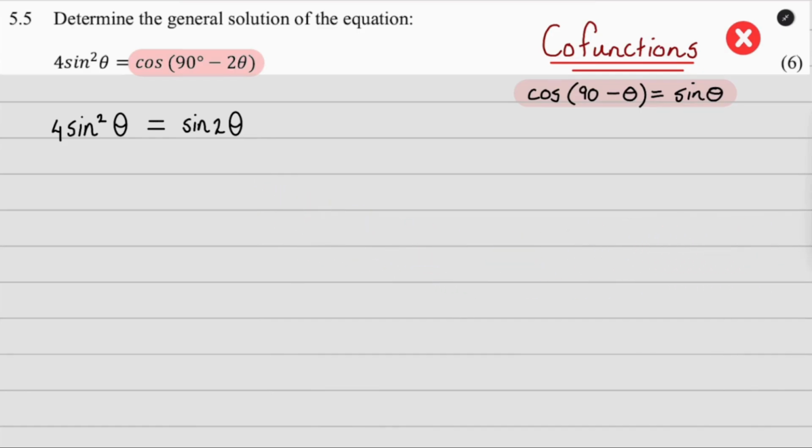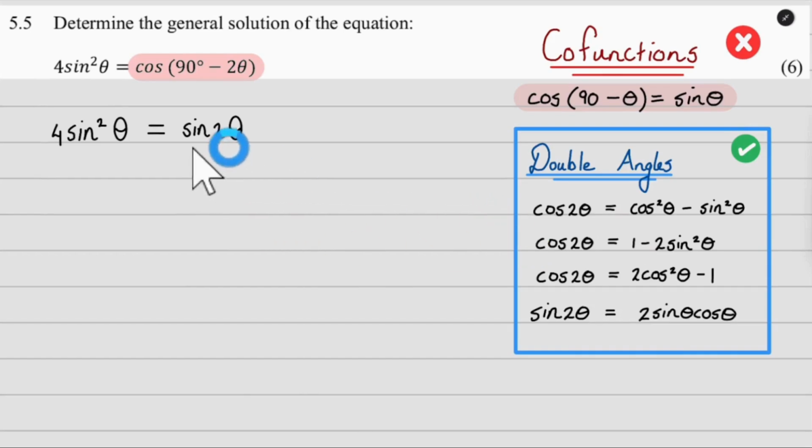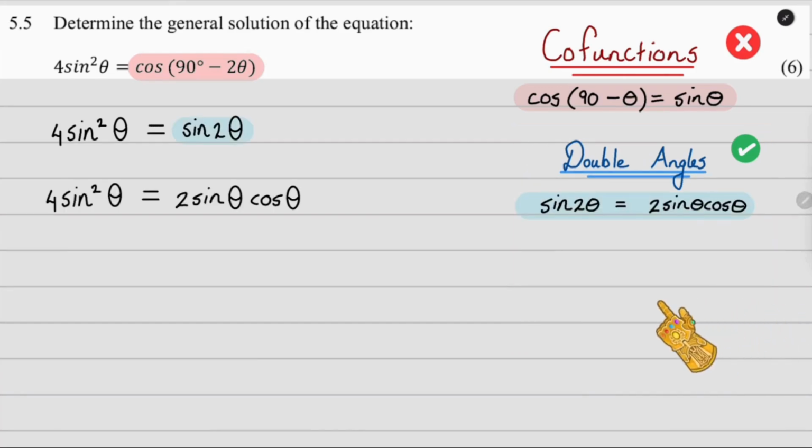So let's grab our double angles. And then luckily with sine of 2 theta, there's only one double angle for it. So I'm going to use this bottom one here. And I'm going to expand sine of 2 theta into 2 sine theta cos theta. And after I've done that, this becomes a quadratic trig equation because I see a sine squared over there.